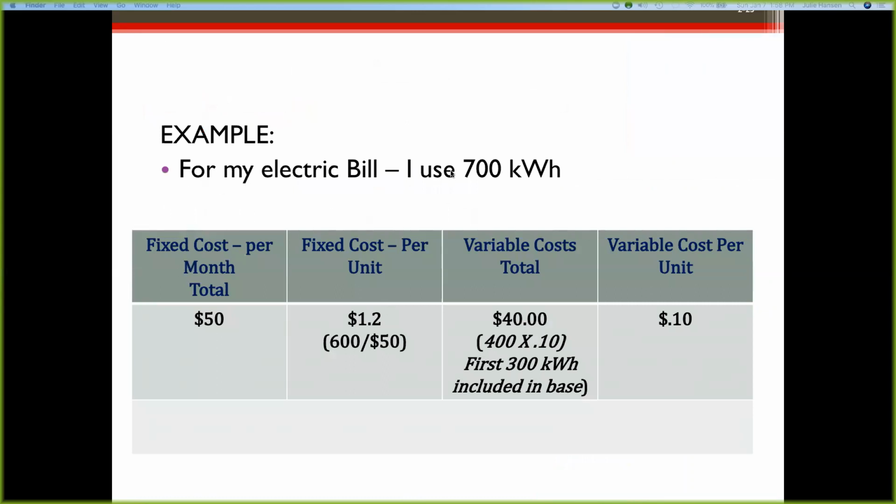So I just gave you an example here. Let's say for my electric bill, I use 700 kilowatt hours. My base charge is that $50. My fixed cost per unit, oh, bad example because I actually used 600 there, is $1.2. But my total variable costs go up based on how many kilowatt hours I use. If I had a 700 kilowatt hour bill, the total variable cost would be $40, which is 400 units beyond the 300 base at 10 cents a kilowatt hour. So my total electric bill would be $50 for the base charge plus $40 for the variable. My variable cost per unit was always 10 cents, while the fixed cost per unit will go up and down depending on how many kilowatt hours I use.